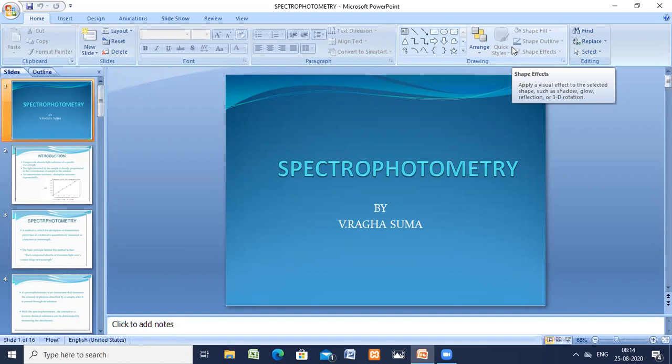So, generally, the introduction: visible light is a form of energy, and it has two theories, wave theory and corpuscular theory. Some properties are explained by the wave theory and others by the corpuscular theory. The wave theory is mostly used in spectrophotometry.